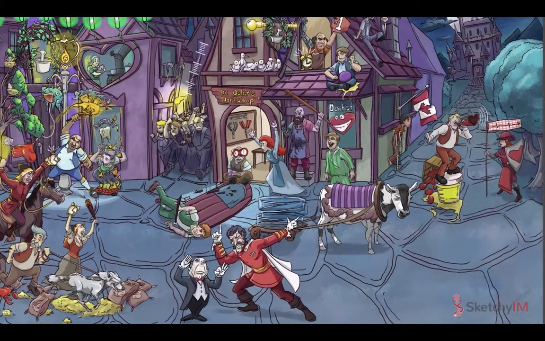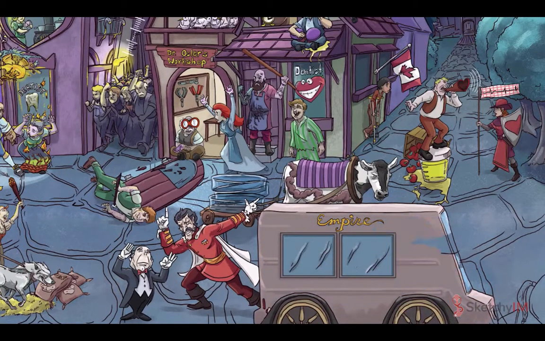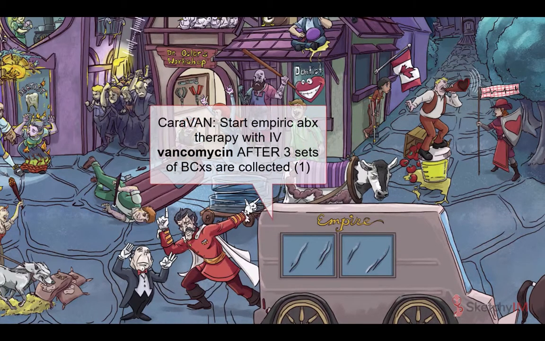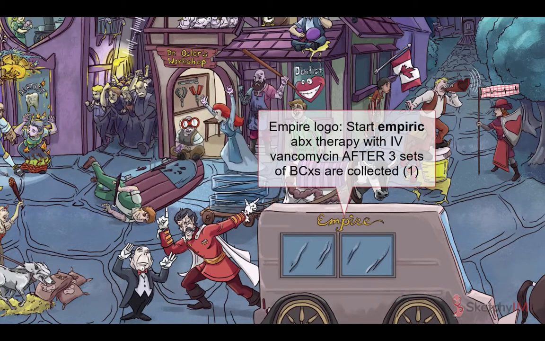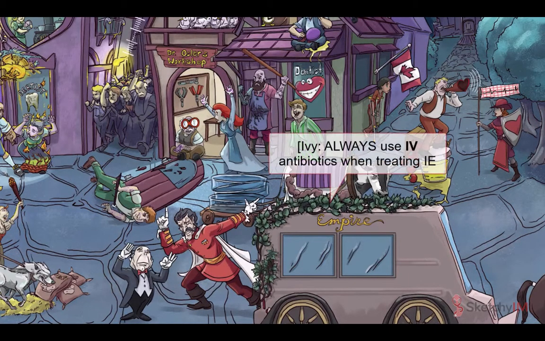But in general, you want those cultures done first. For most patients, IV vancomycin, represented by the recurring sketchy symbol, the vancomycin caravan, is an appropriate choice for empiric therapy. That's because it covers the most common culprits, staph and strep species, which is why this van comes from Empire Carriage Rentals. After blood culture results come back, you can and should tailor antibiotic therapy to the specific pathogen and its sensitivities. Regardless of which antibiotic you use, you must always use IV antibiotics to treat IE.